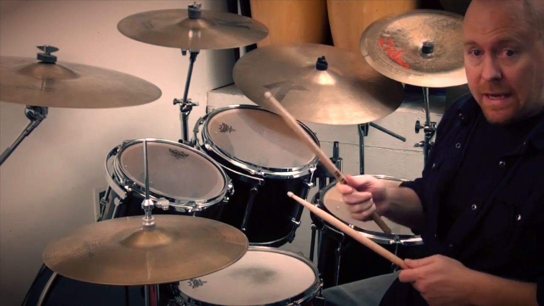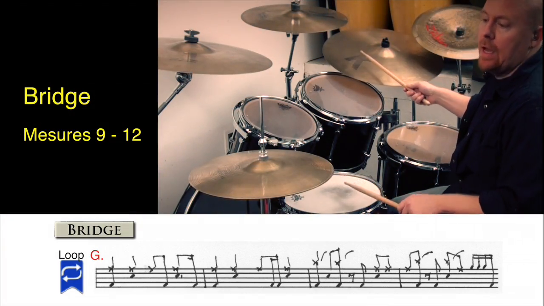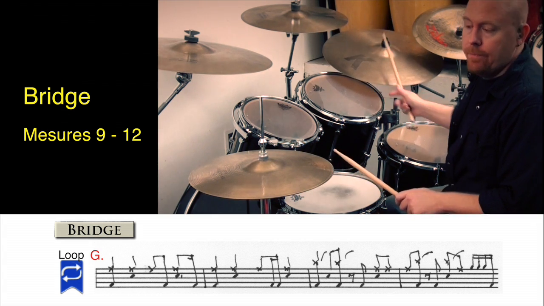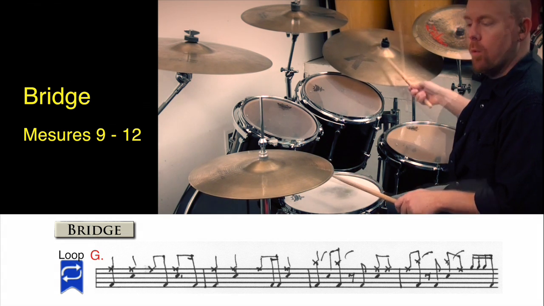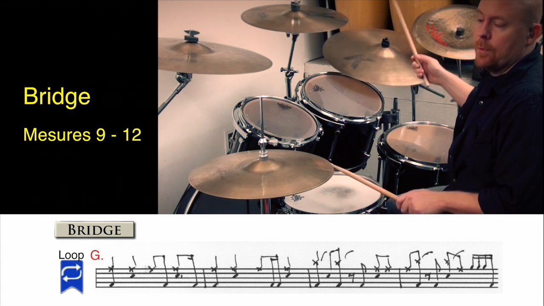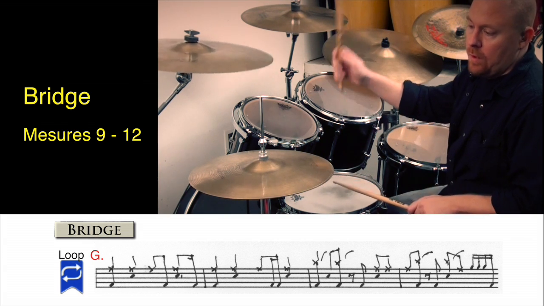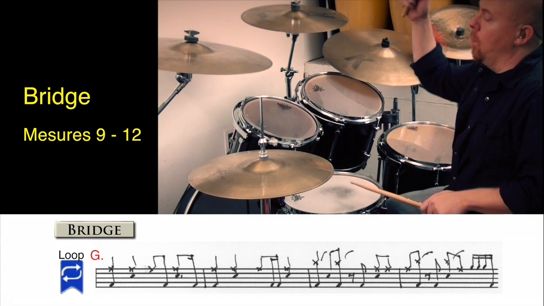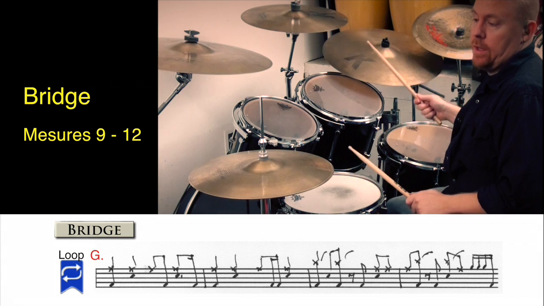Measures 9 through 12 mechanically, let's work that out. Not too bad. Okay, measure 2 then. Measure 3. 1, 2, and bass 4 and.